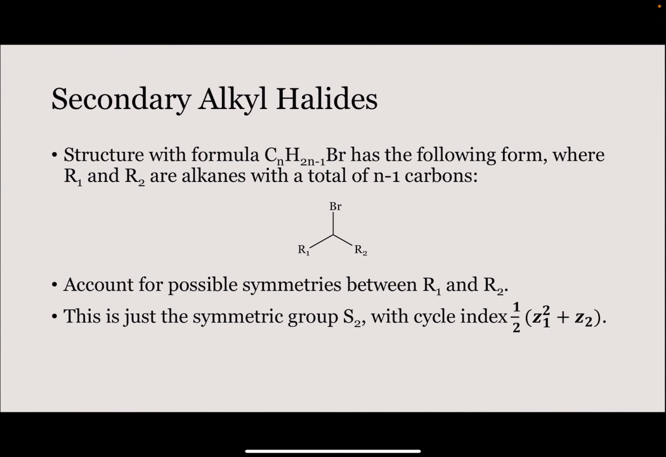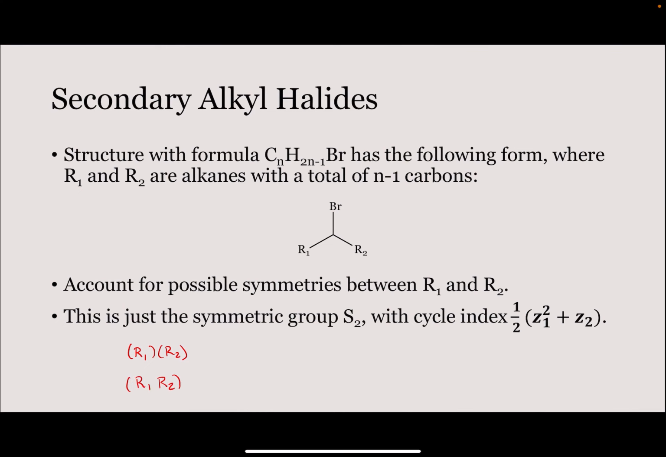So the way we account for this is just our symmetric group S2, which has the following cycle index: 1/2 (Z1 squared plus Z2). If you're curious how we accounted for that, just notice that we essentially have two possible permutations. We can have the identity, which has R1 and R2 like this, or we could have the one where we permute the two groups.